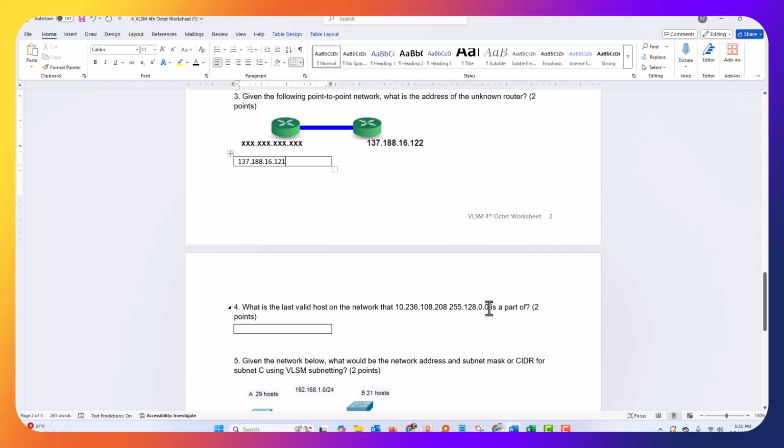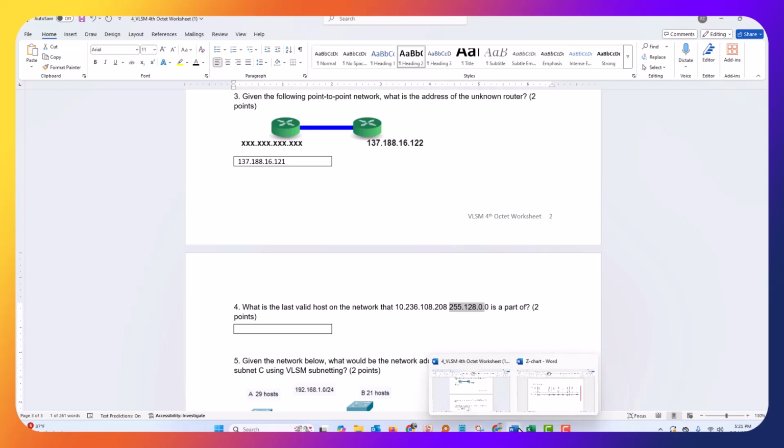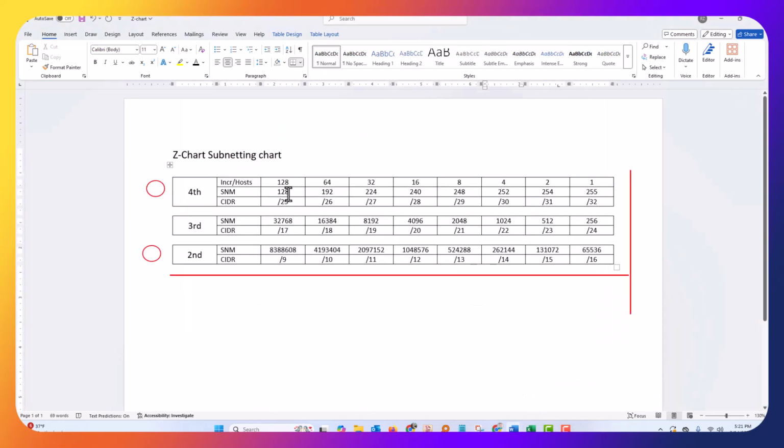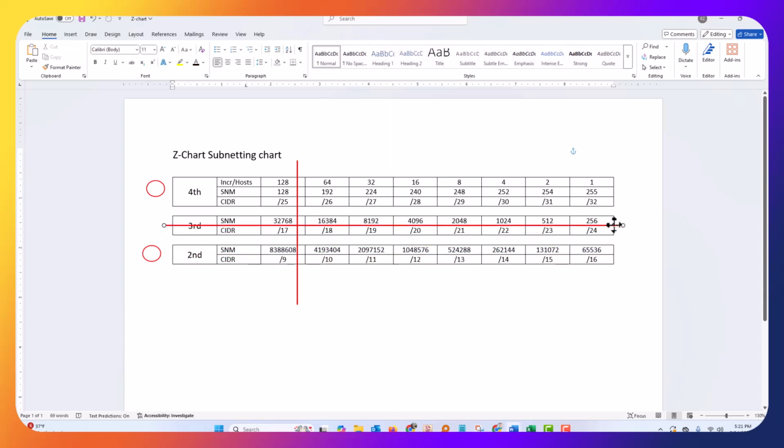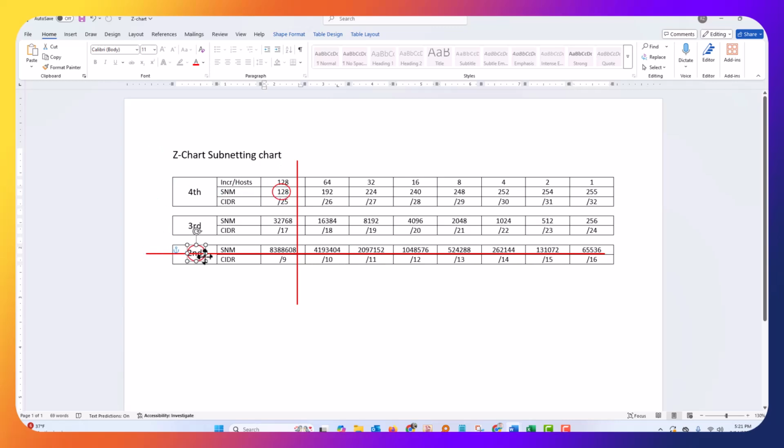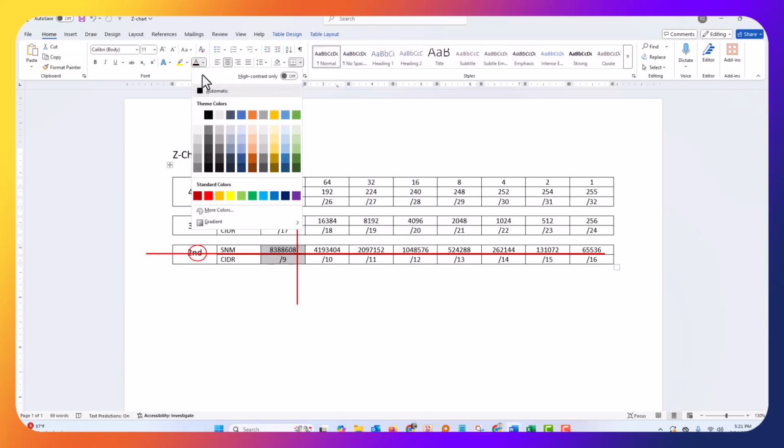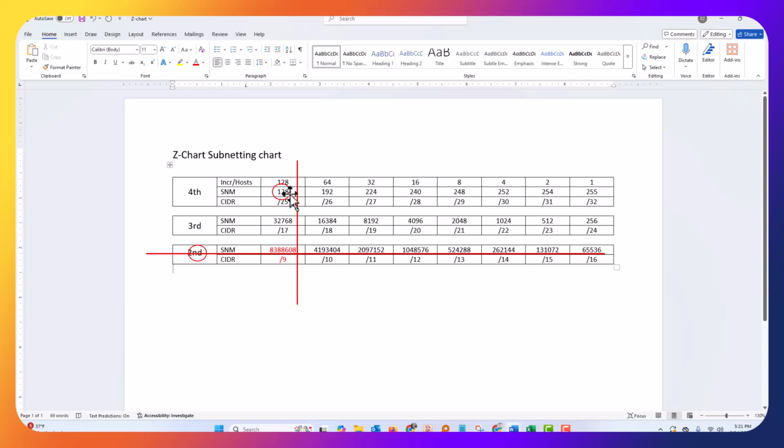The next question: the last valid host on the network that 10.236.108.208 with 255.128.0.0 is part of. So we need the last valid host. All right, well, we have a 255.128.0.0. So let's look at where the 128 is in the 2nd octet. I don't know why I have this particular problem in the 4th octet VLSM, but I do. So I said 128 in the 2nd octet. That puts me here in this particular column, so I'm going to increment by 128 in the 2nd octet.